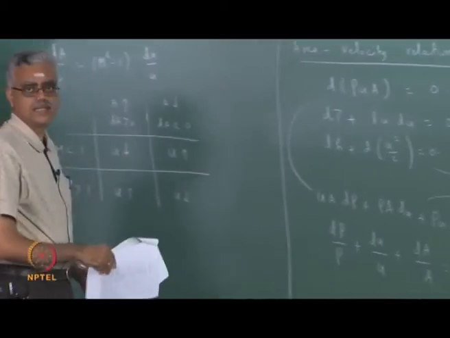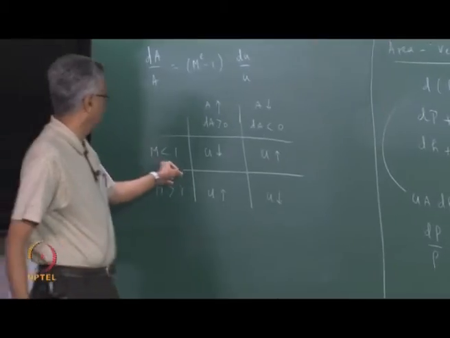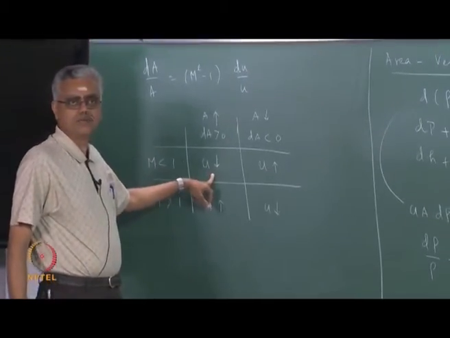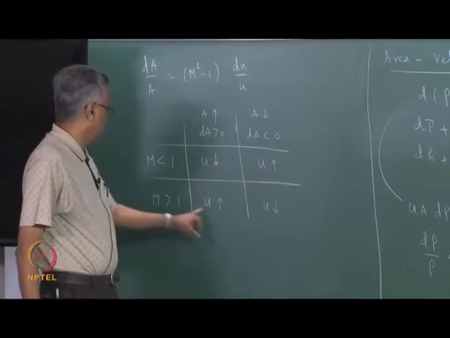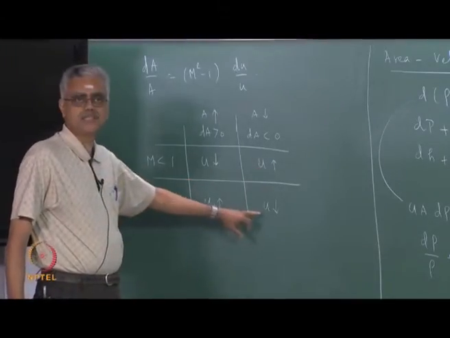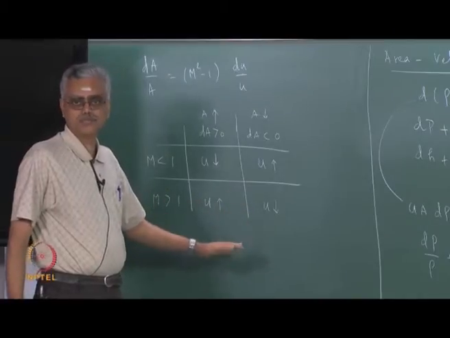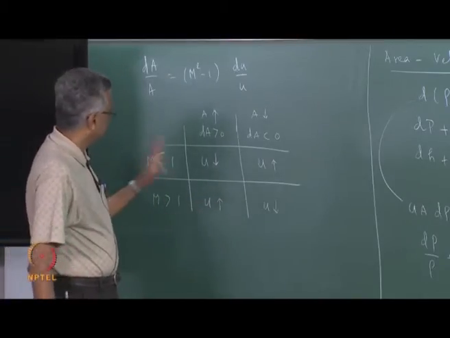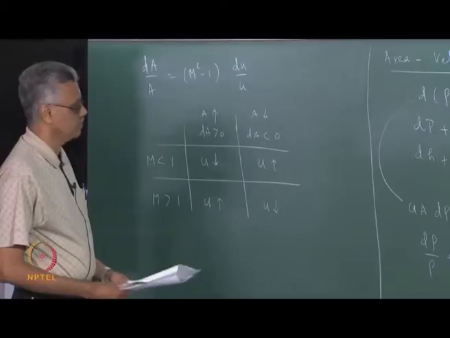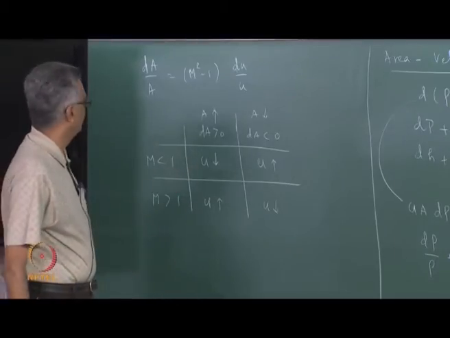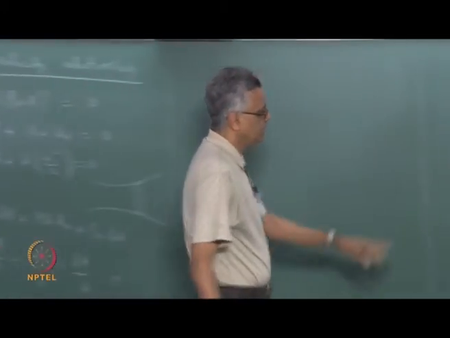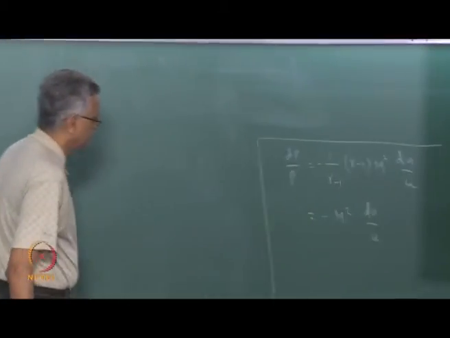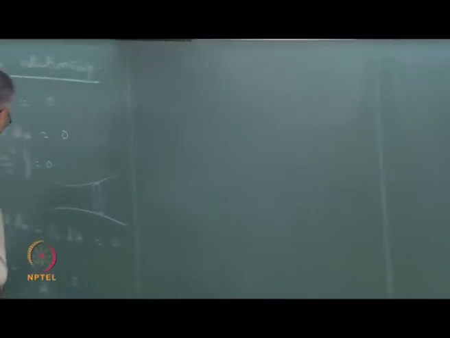So this tells me that subsonic flow decelerates in a diverging passage and accelerates in a converging passage, and supersonic flow accelerates in a diverging passage and decelerates in a converging passage. We can also interpret this slightly differently by using our earlier two equations, where we have written down d rho over rho in terms of du over u and the differential form of the continuity equation.